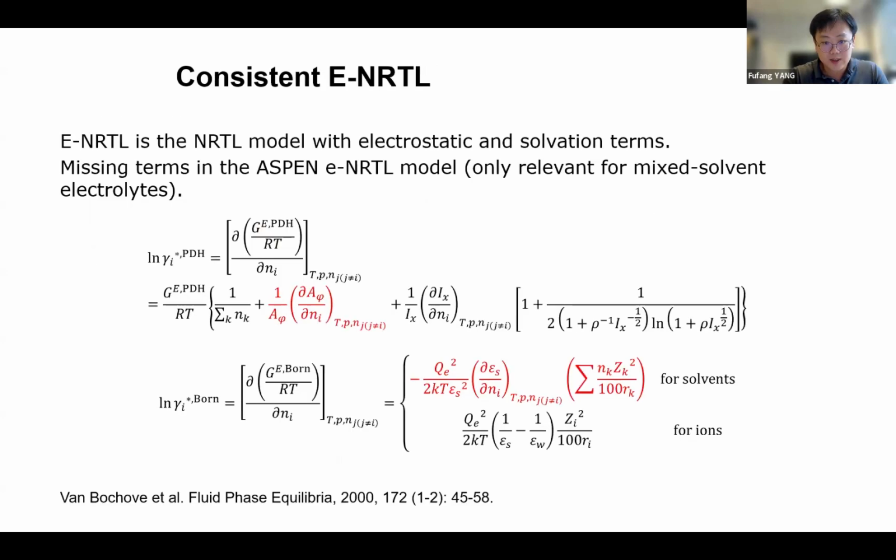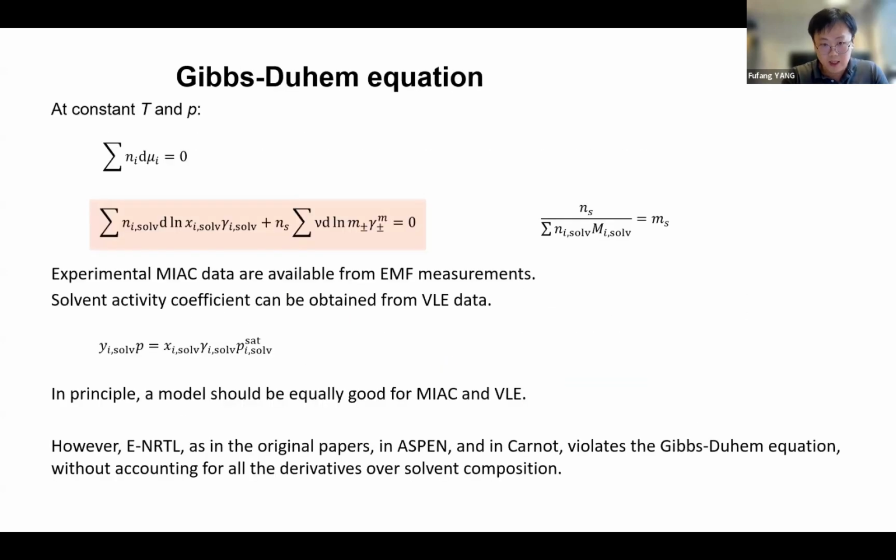These extra derivatives that we included compared to the Aspen model are only relevant for mixed solvent electrolyte solutions. When we only have one solvent component, it is exactly the same. These derivatives are zero.